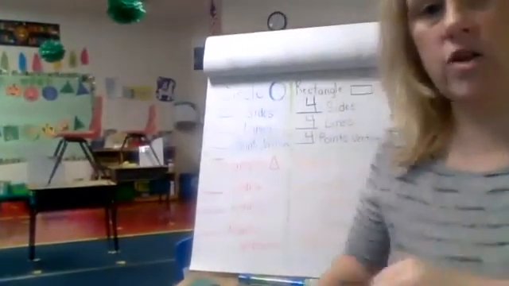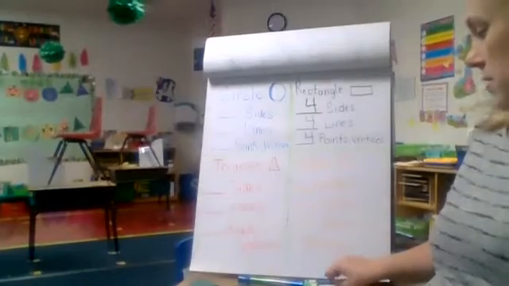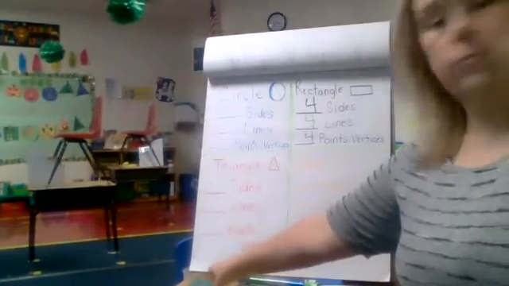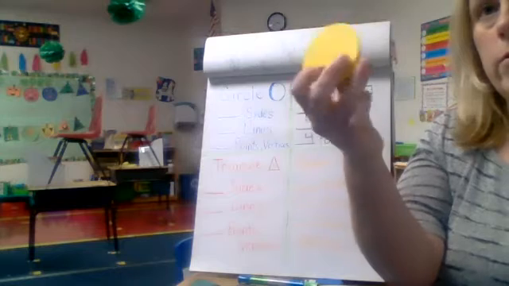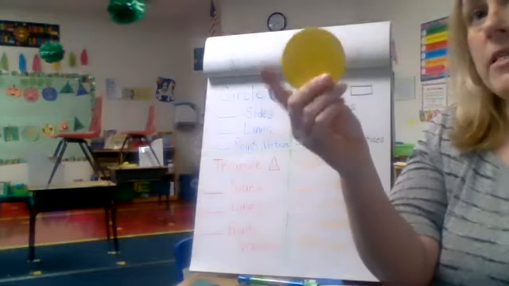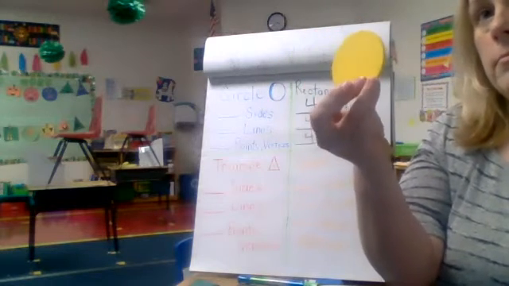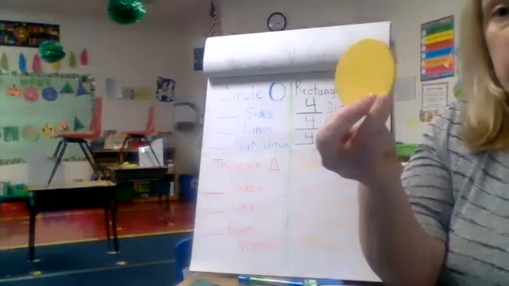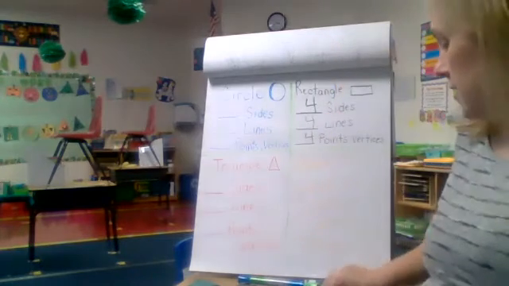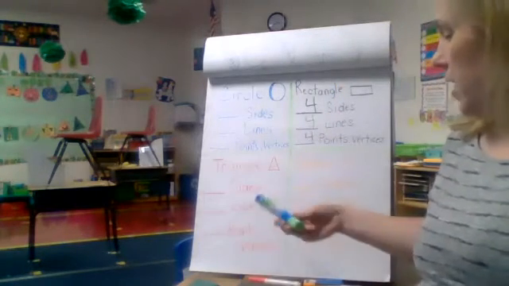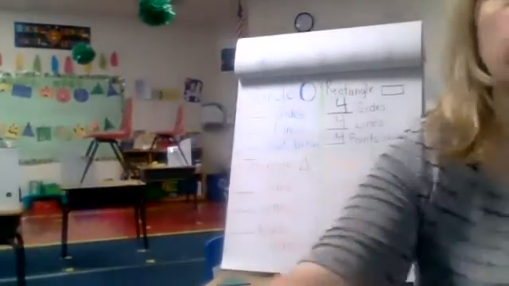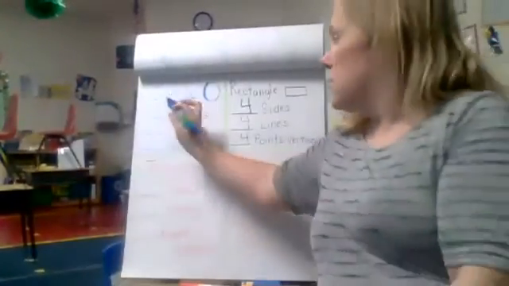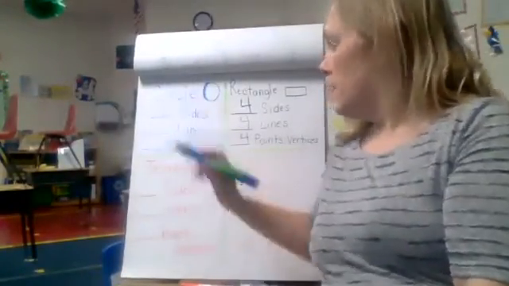Do you remember the next shape we have after? Let's see. We had a circle, and a circle is round. Do you remember how many sides a circle has? That's right. It has 0 sides. It doesn't have any sides at all. It goes around and around and around. So a circle has 0 sides. 0 means none at all.